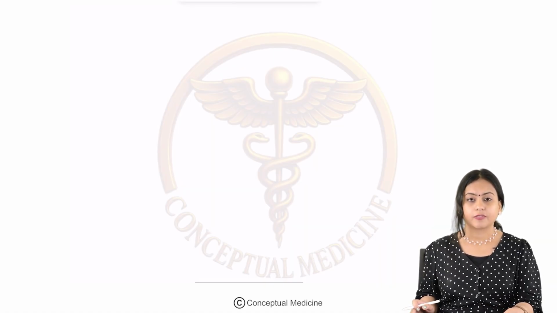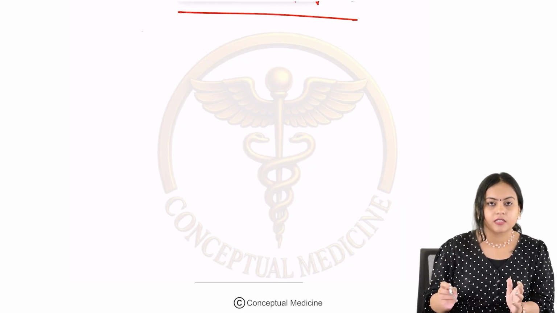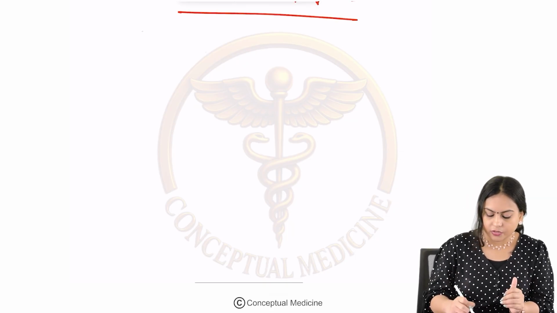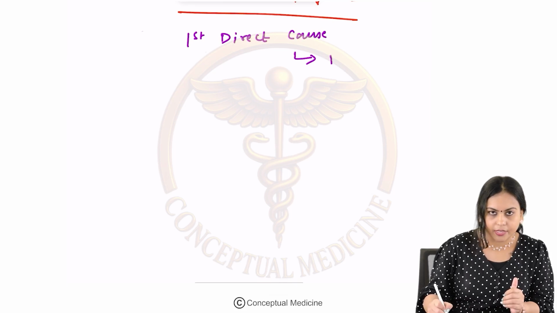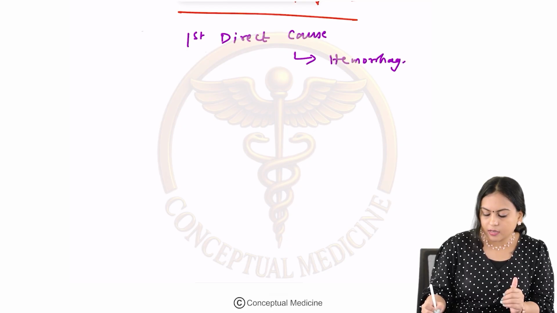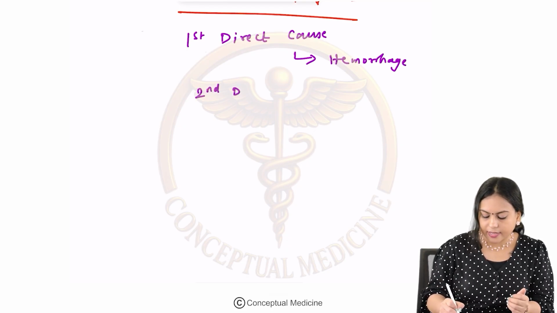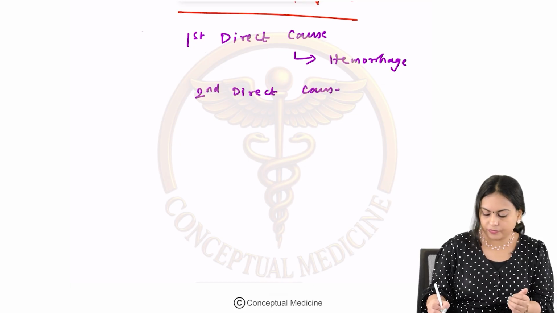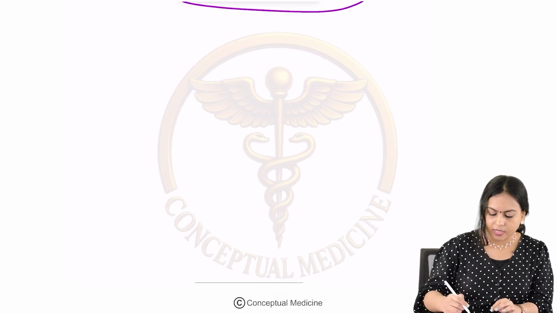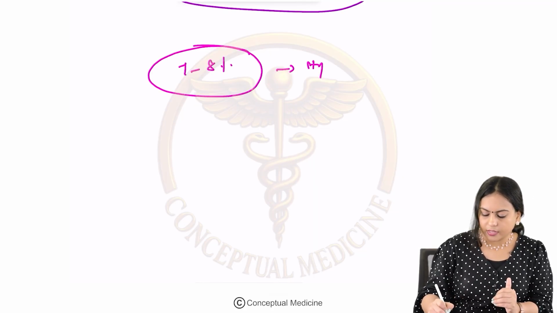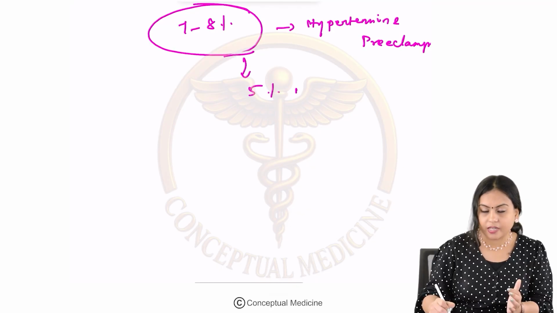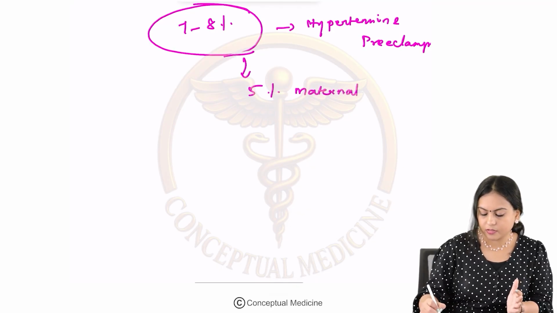In this video, we are going to start one important topic in obstetrics and gynecology, that is hypertensive disorders in pregnancy. This is one of the important causes of maternal death. The first direct cause of maternal death is hemorrhage, and hypertensive disorders are the second direct cause of maternal death. In India, 7 to 8% of pregnancies are complicated with hypertension or preeclampsia, and among these, around 5% of the maternal deaths occur due to hypertensive disorders.